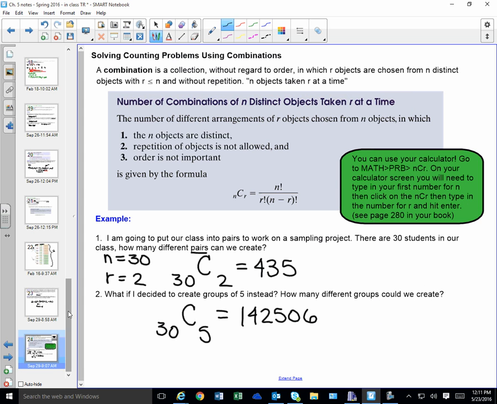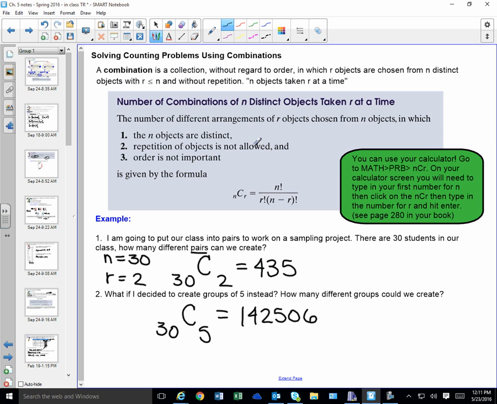All right, so that is the end of chapter 5. That's all about probability, and really it's setting you up for the rest of the chapters we're going to be covering, specifically chapter 6, where we start covering binomial probabilities.